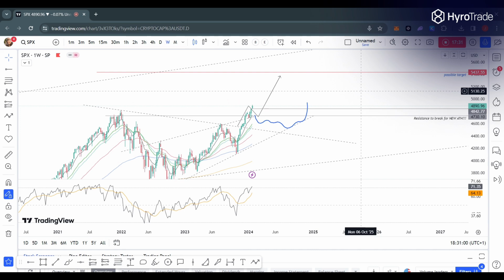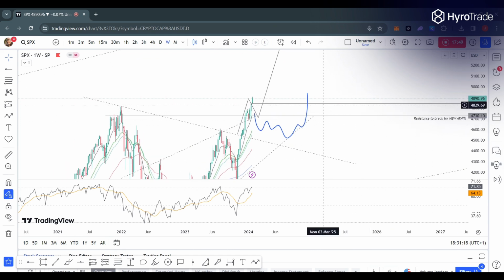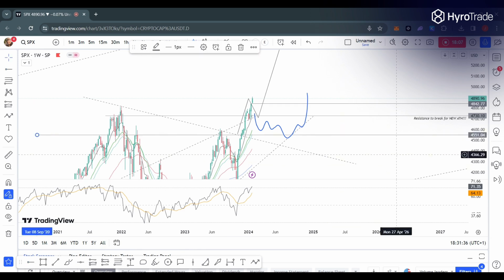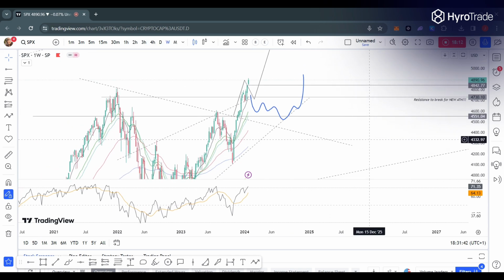And sooner or later we will see some correction, but how deep it's going to be also depends on certain levels, because $4,730 can stand as a strong support level. If it does not manage to stay above this level, only in this case SPX may go lower, approximately towards 4,551.